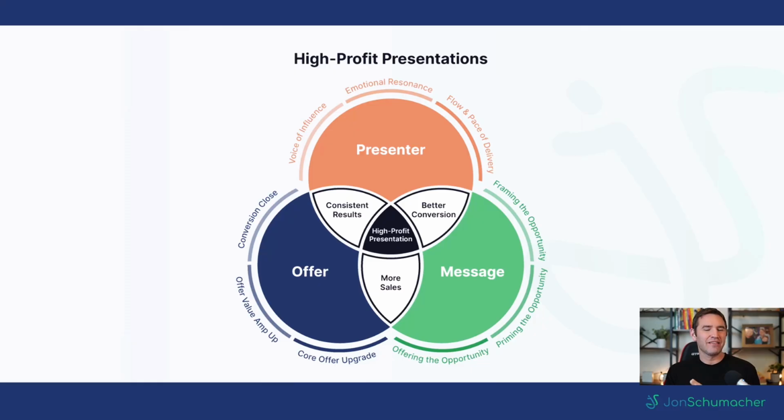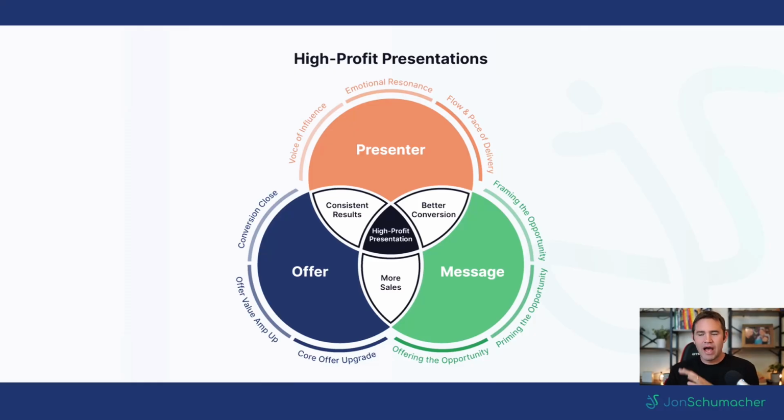And then I'll say these words. I'll say, will it be helpful for you to visually see how I help my clients solve those problems? And they always say yes. And that's where you can have a visual like this handy for your strategy session. So I'll pull this up and I'll introduce the high profit presentations model.